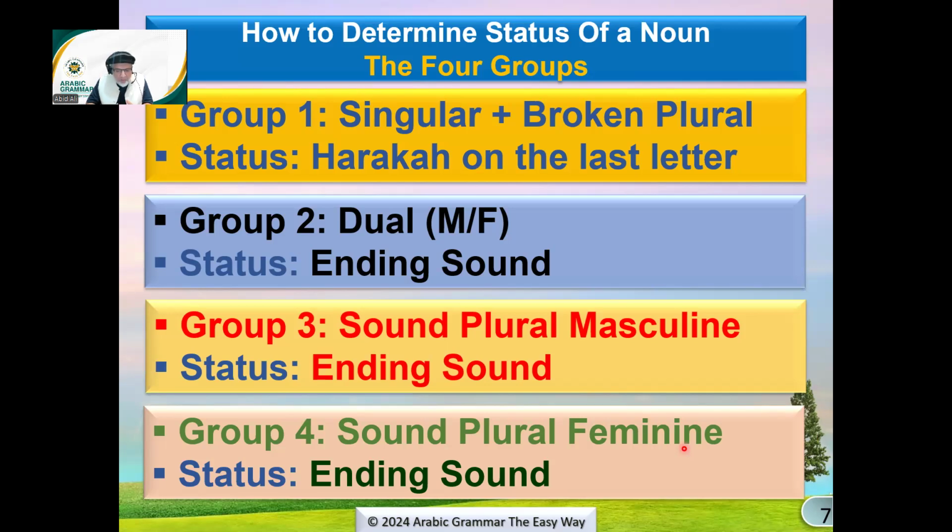Similarly, in the sound plural masculine, you cannot tell the status by looking at the haraka on the last letter. You have to look at the ending sound. And similarly, group number 4, sound plural feminine, the status can be told by the ending sound. And I'm going to give you the examples.